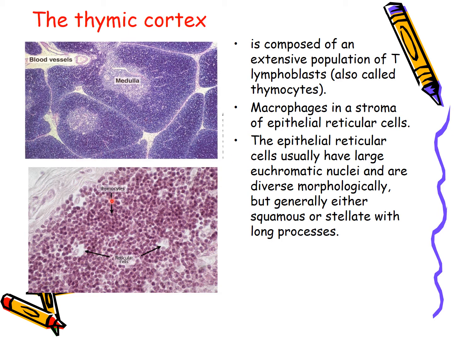Now, this is a higher magnification showing you the small lymphocytes in the thymic cortex, which are also called the thymocytes or the lymphoblasts. So, it's a population of T lymphoblasts, which are called thymocytes. There are also macrophages, which are present in the stroma of the epithelial reticular cells. These epithelial reticular cells have large euchromatic nuclei and they are diverse morphologically, but generally they are either squamous or stellate with long processes.